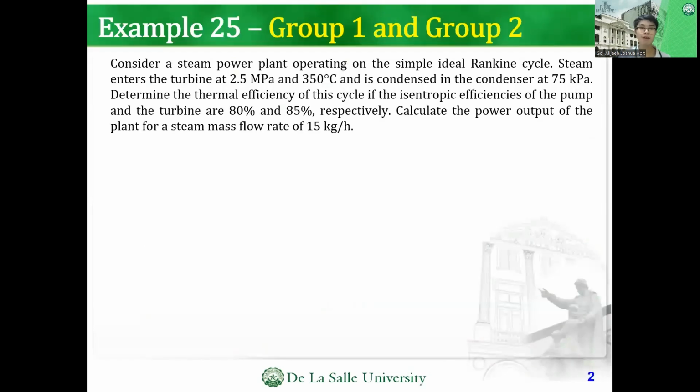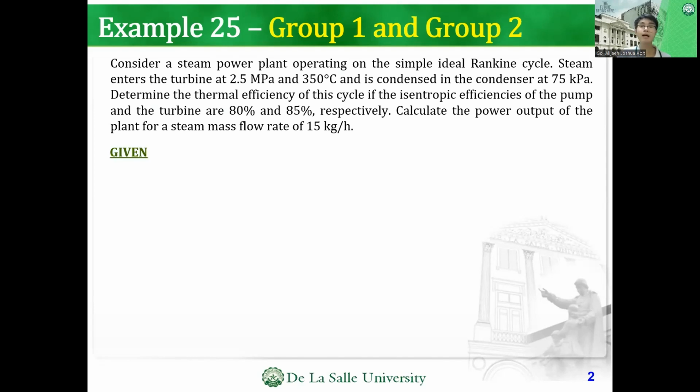For example 25, the problem is as follows. Consider a steam power plant operating on the simple ideal Rankine cycle. Steam enters the turbine at 25 megapascal and 350 degrees Celsius and is condensed in the condenser at 75 kilopascal. Determine the thermal efficiency of the cycle if the isentropic efficiencies of the pump and the turbine are 80% and 85% respectively. Calculate the power output of the plant for a steam mass flow rate of 15 kg per hour.